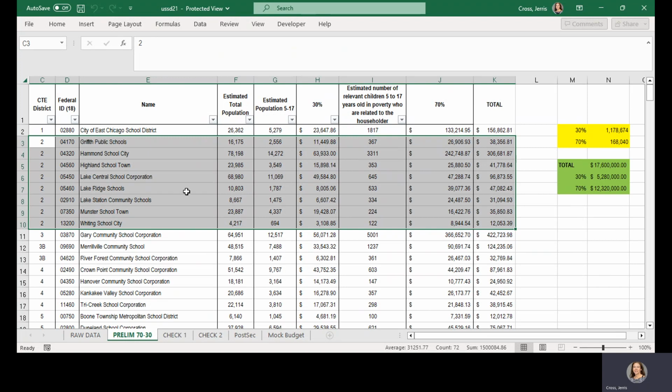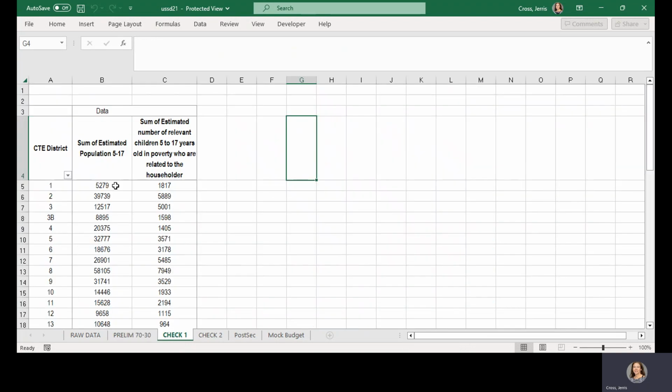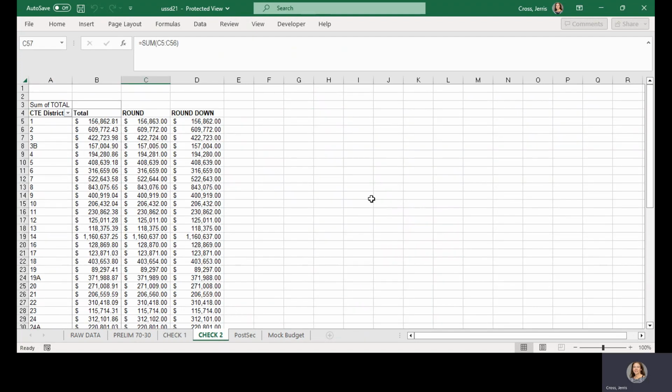So we look at that information and then I start doing some checks on the work that I've done so far. And I check to make sure that everything adds up. The first check that I do is on just the raw data to make sure that when I compress it into a CT district, it makes sense, right? The next check I do is for the dollar amounts that are associated with each district, and this will eventually become your allocation once I look at the different rounding options available.